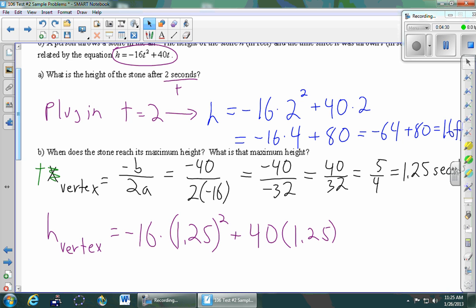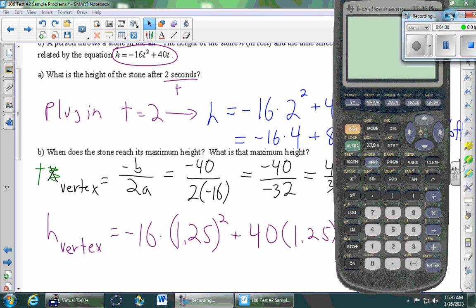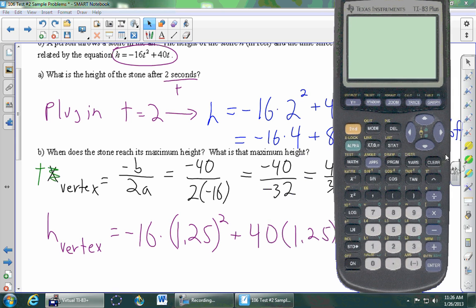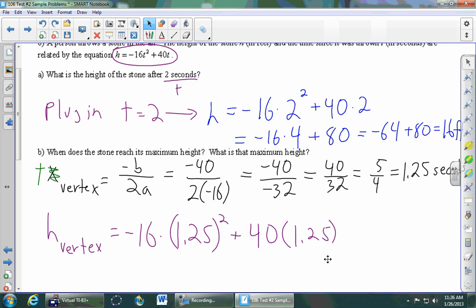So this is what we need to calculate. I'll grab the calculator here. You should do the same, and let's see if we get the same answer. So we're typing in, what do we have here? Negative 16 times, I'll put parentheses, although technically we don't even need them, 1.25 squared plus 40 times 1.25. So we get a height of 25 in this case. And the height was measured in feet, so that's 25 feet.